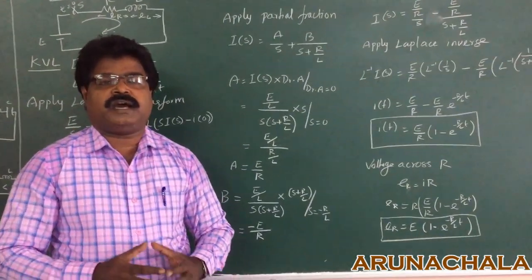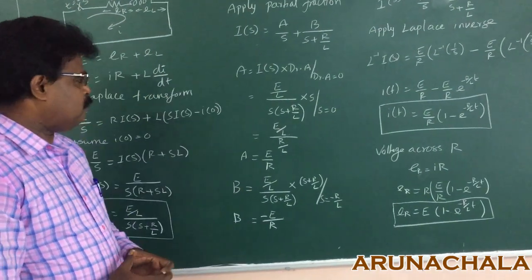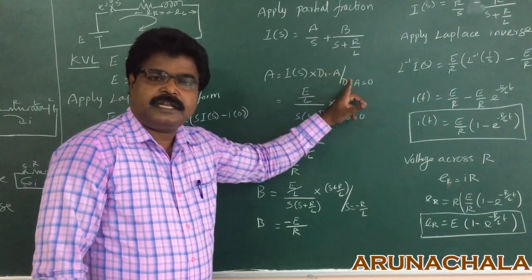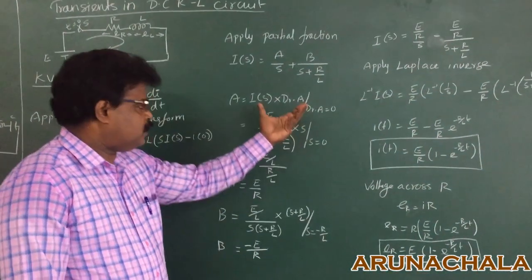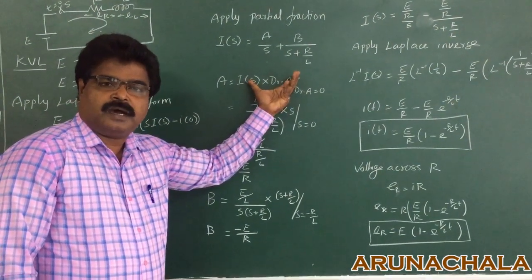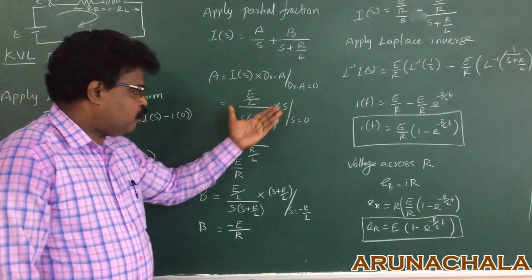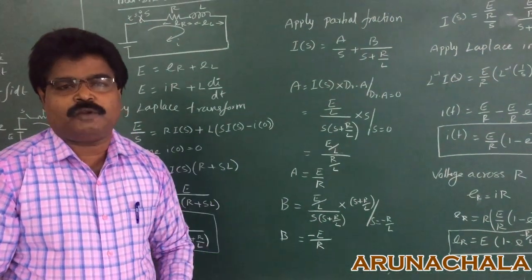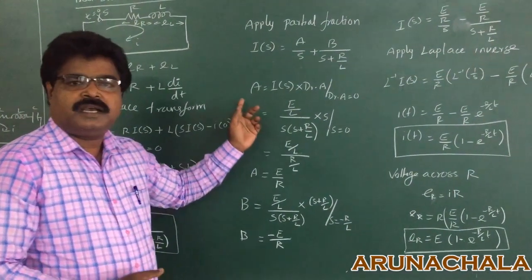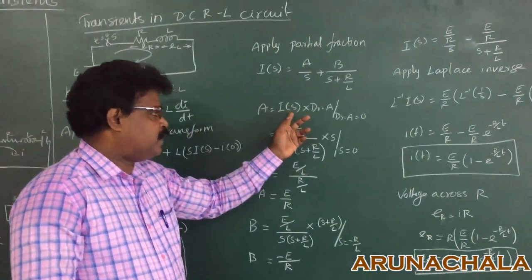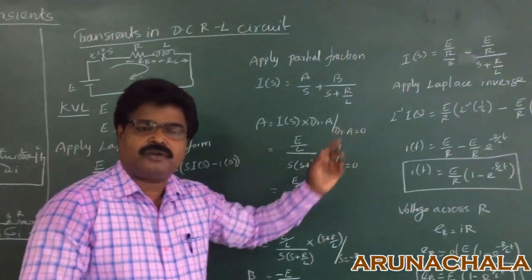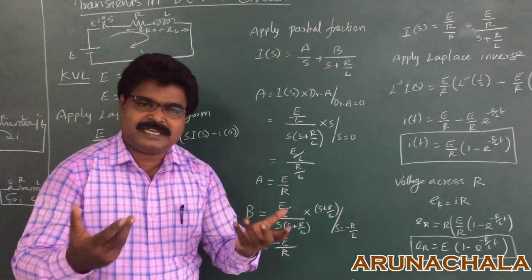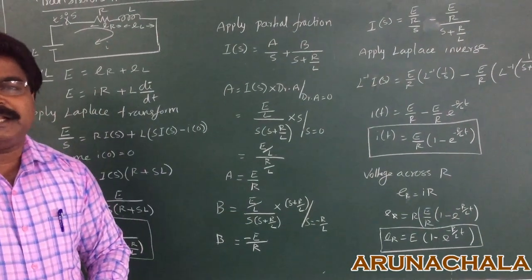So now I am going to give you another method of calculating A. There is a formula to calculate A. A is equal to I of S into the denominator of A, at denominator of A equal to 0. You can substitute in this formula directly. Whether you follow this method or the method you already know from mathematics, whatever method you use, you find the value of A. In my approach, A is equal to I of S into denominator of A, at denominator of A equal to 0. Then what is B? I of S into denominator of B, at denominator of B equal to 0. What is C? I of S into denominator of C, at denominator of C equal to 0.